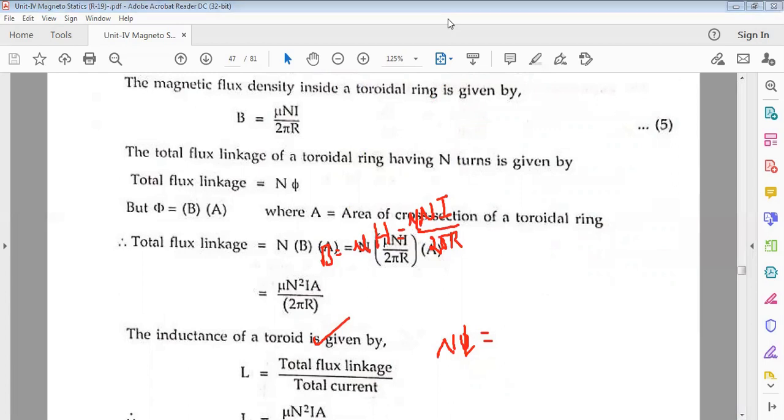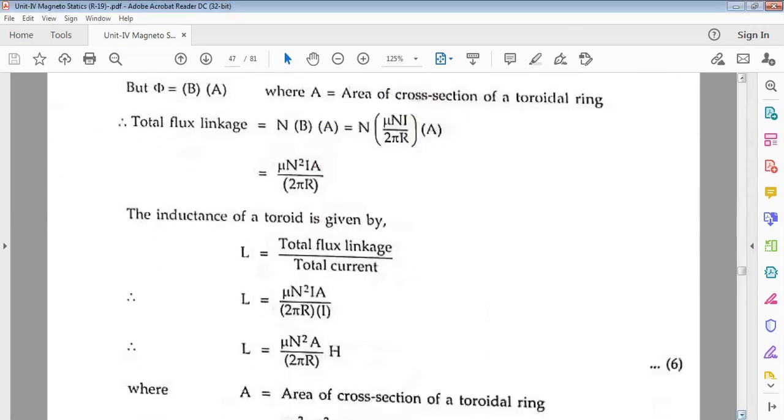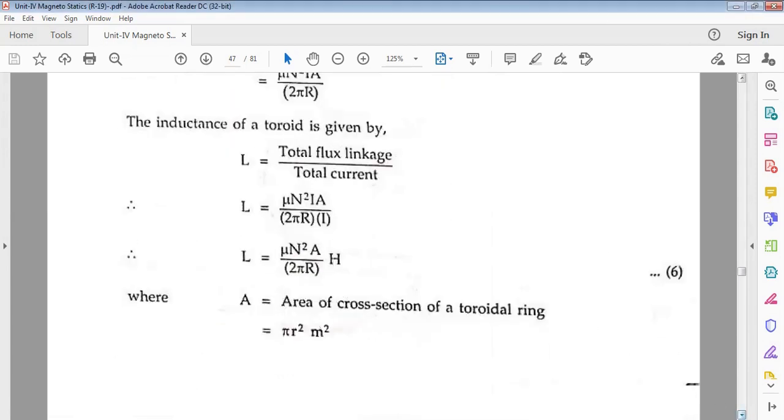Total flux linkage by the total current, where total flux linkage we got mu N square I A by the 2 pi R, and the total current is I. I gets cancelled. The inductance L is equal to mu N square A by the 2 pi R, where A is the area of the cross section of the toroid ring, and R is the radius of the toroid.